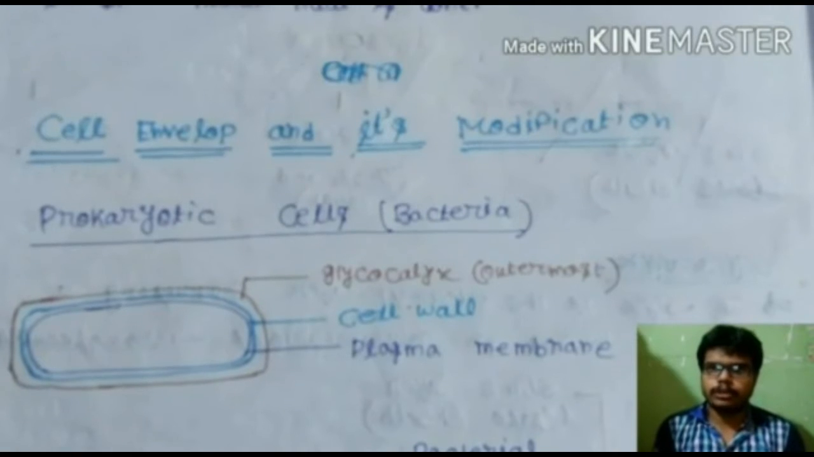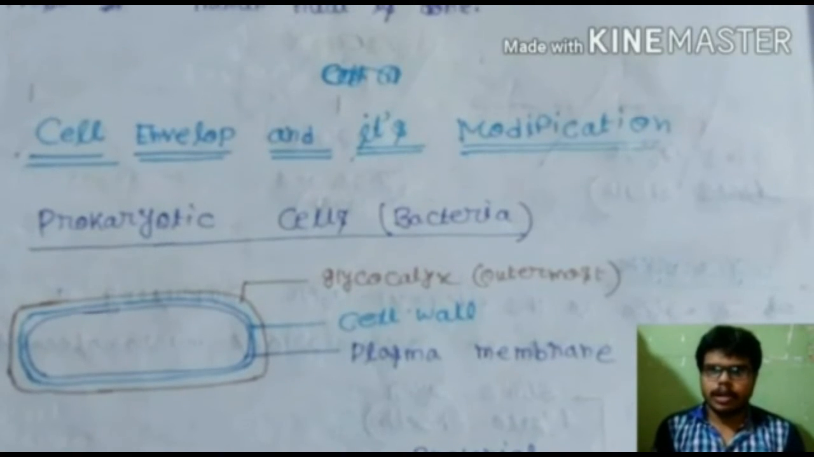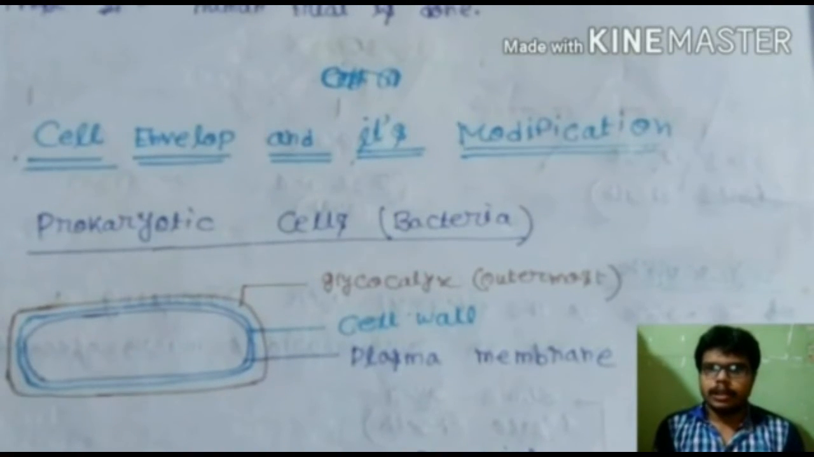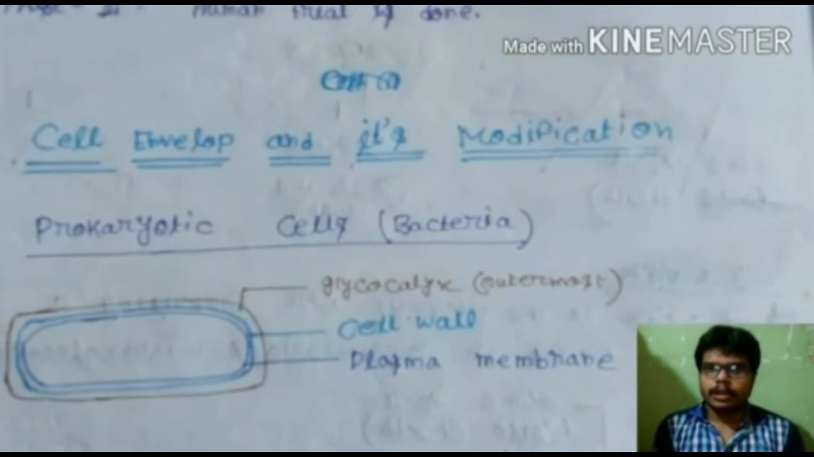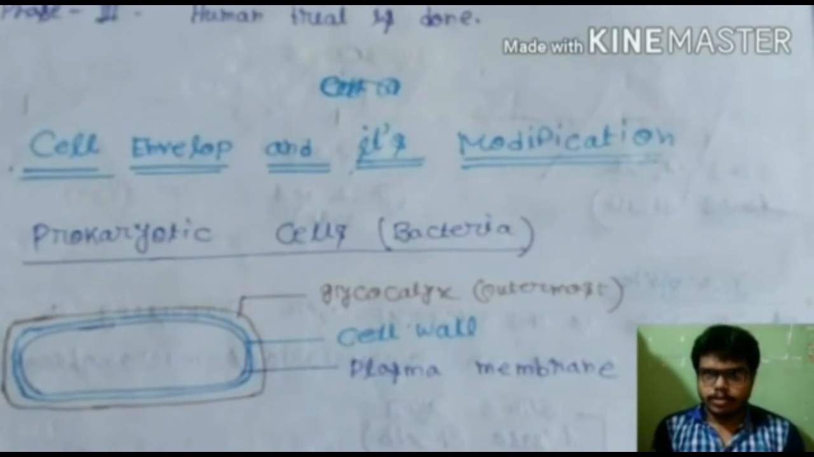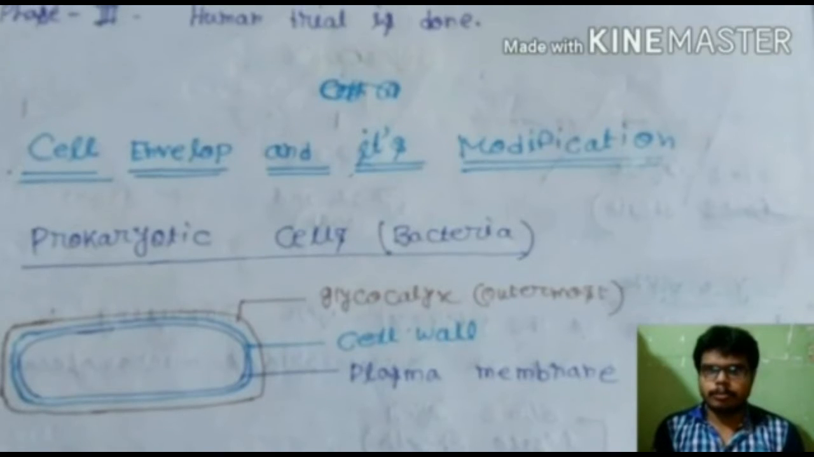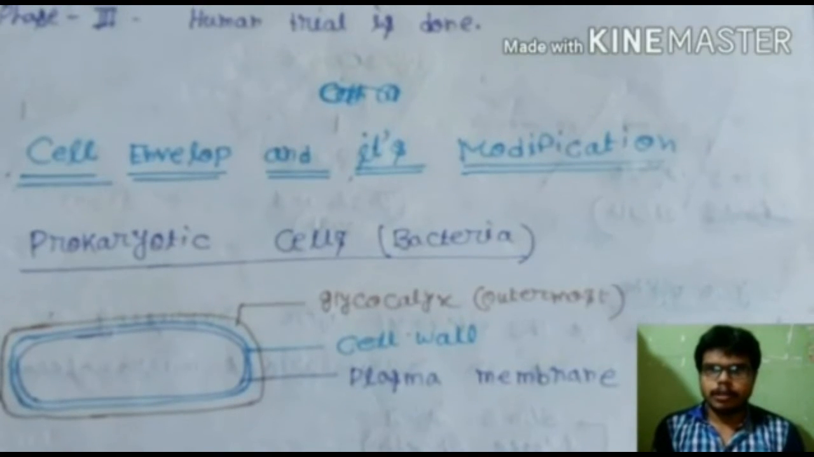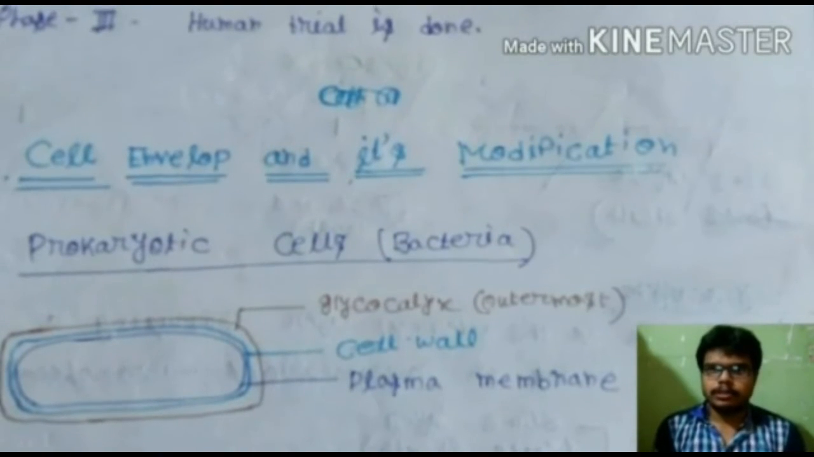see that the outermost layer I have drawn in gray color. It's the glycocalyx, and then the next layer is the cell wall, and the innermost layer is the plasma membrane. Now we will discuss these three layers in more detail.